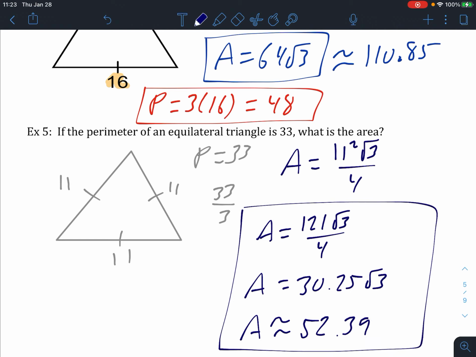All these answers are correct. The first one is called an exact answer. So is the second one as well, but again, people don't usually use that form. And then this last one is called a rounded answer.